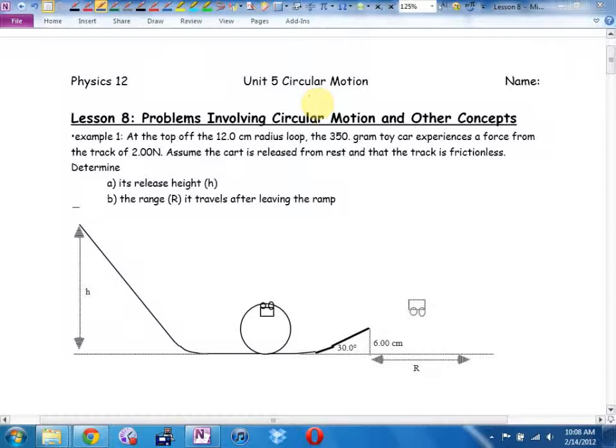Let's begin. Roller coasters. This was actually, Caitlin, the bonus question that I threw at you on quiz one. Example one. At the top of the 12-centimeter radius loop, the 350-gram toy car experiences a force from the track of 2 newtons. Assume the car is released from rest and that the track is frictionless. A, figure out its release height. And B, figure out the range R that it travels after leaving the ramp.